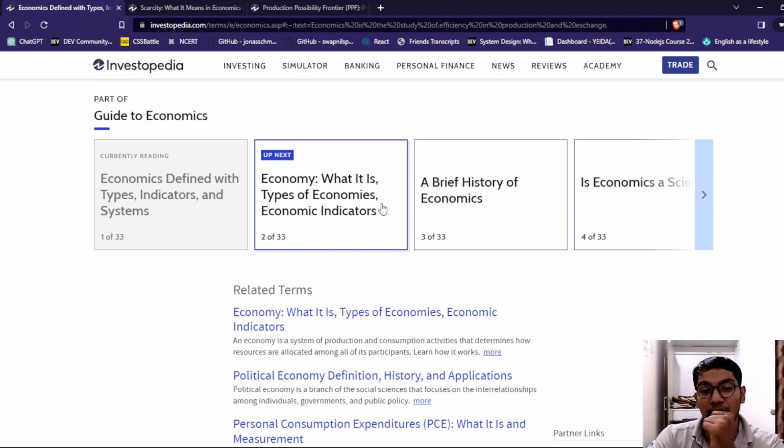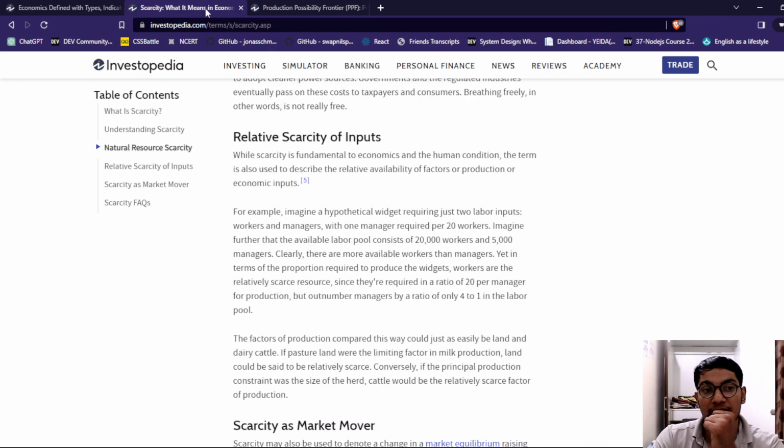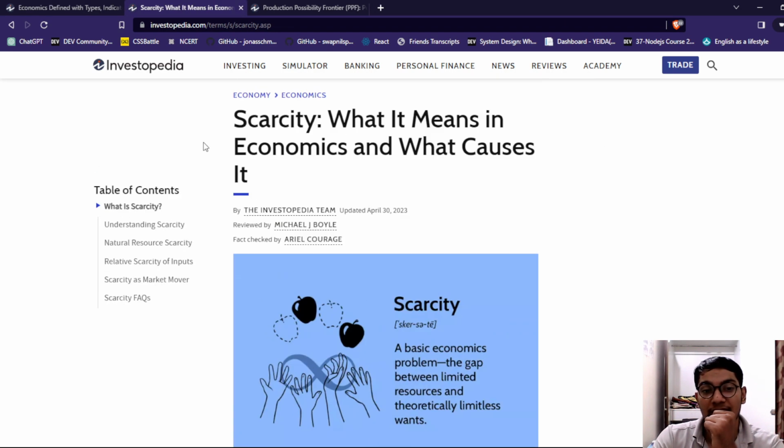That is a brief history of economic systems. Now let's begin with scarcity. What does it mean? Scarcity, what does it mean in economics? What causes it?